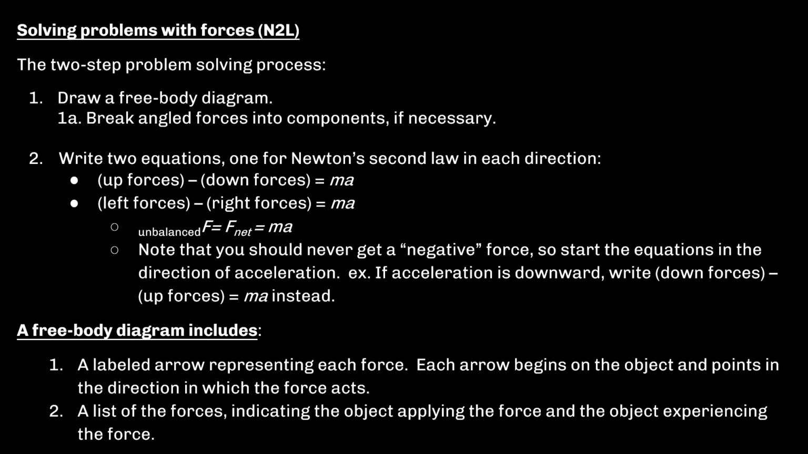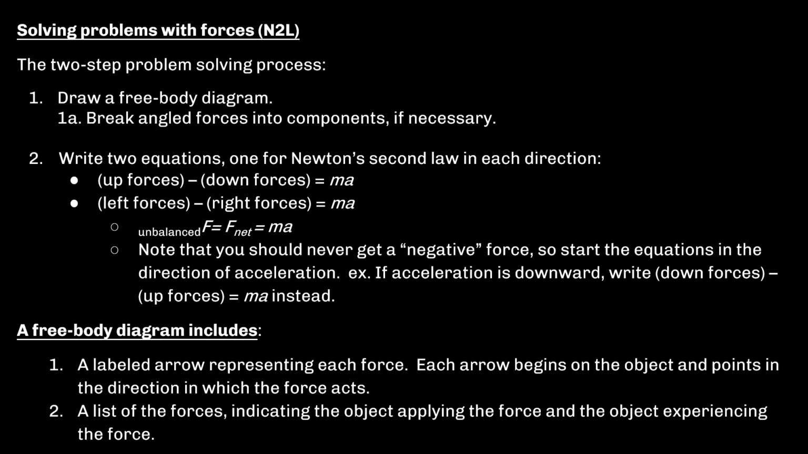You can also start off with F net equals ma to have that understanding that F net is up minus down or left minus right. Note with this, you don't want a negative force, so you're going to start the equations in the direction of acceleration. So instead of this, where I have up minus down forces, that would be if the acceleration is upwards. If my acceleration was downwards, I'd reverse that and do the down force first in the free body diagram minus the up force equal to ma.